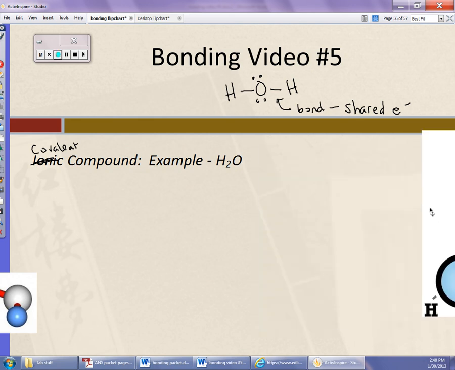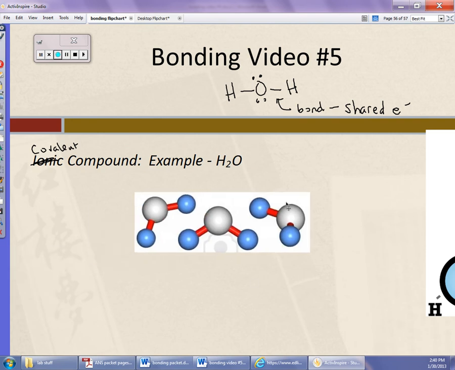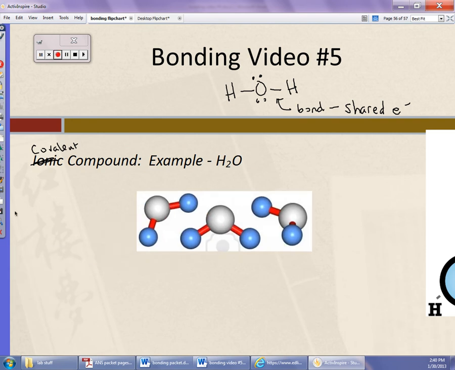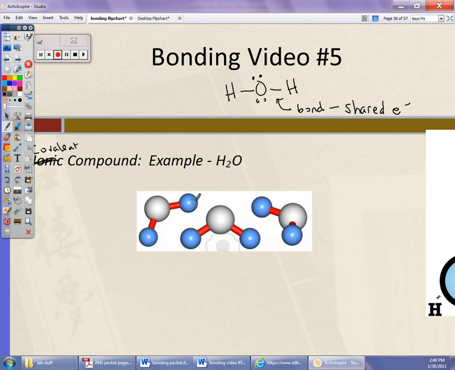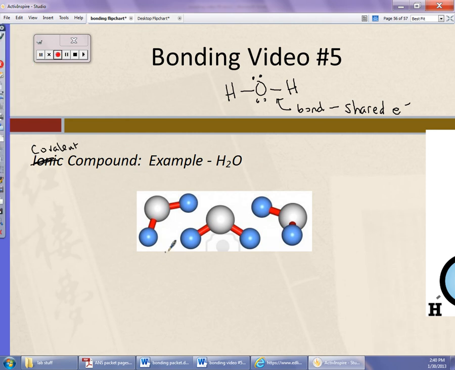So if you had more than one water molecule, you would have something like this. Notice you do not have a bond from one water to the next. These things are not connected. Each molecule is its own molecule. You can tell where one starts and ends, and where the next one starts and ends, and the next one starts and ends, because they are not connected. They're their own individual molecules.